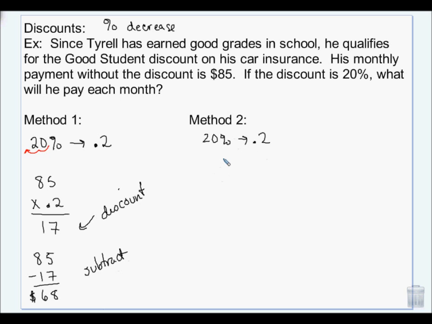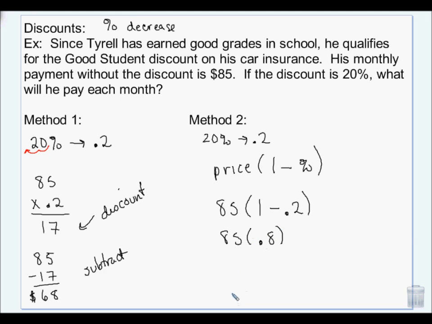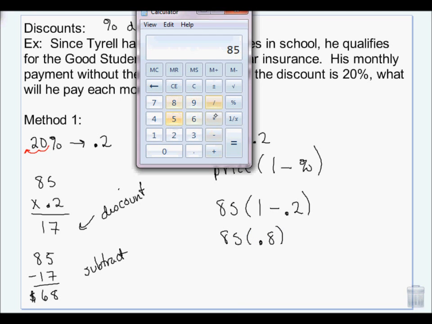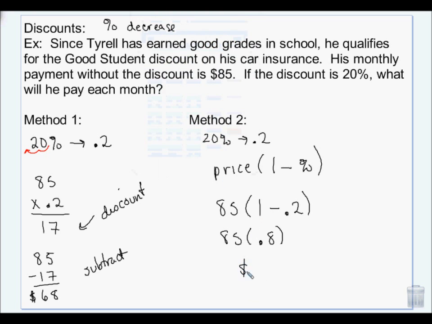Method 2 is very similar to the taxes. Instead of adding 1, I'm going to subtract from 1. So I have the price times 1 minus the percent decimal. It would be 85 times 1 minus 0.2. 1 minus 0.2 is 0.8. So do 85 times 0.8, and I get $68. So, whatever way you like best.